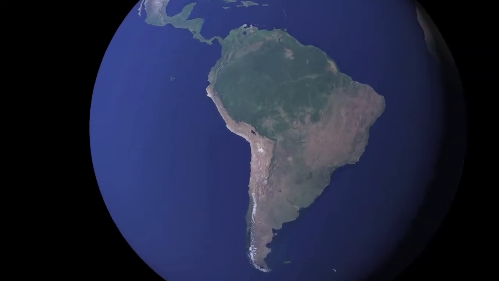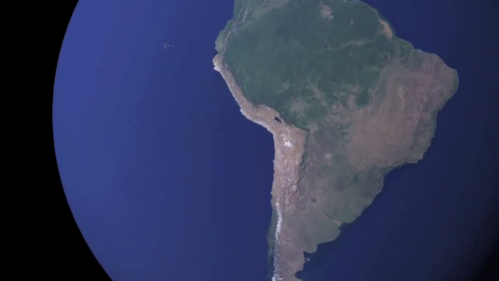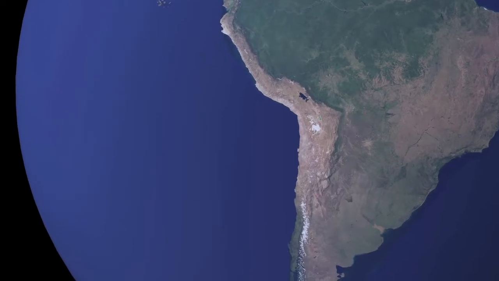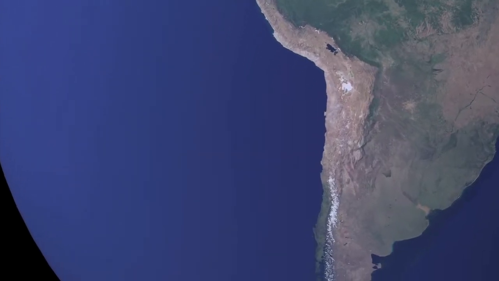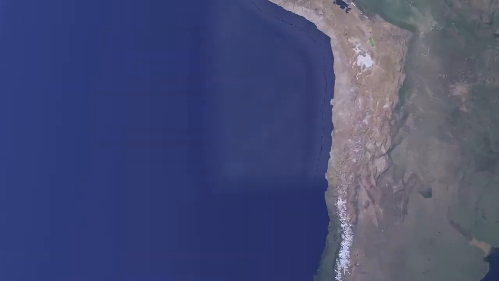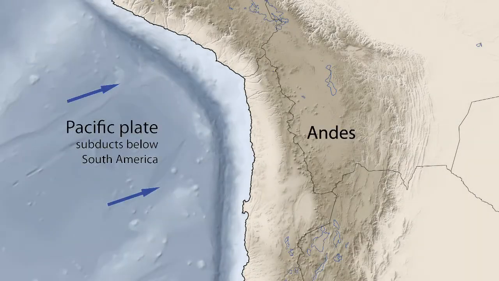The other option is for an oceanic plate to go under a continental plate. And that's the situation in South America in the Andes. And similarly in North America, along the coast of British Columbia, you have an oceanic plate subducting beneath a continental plate.